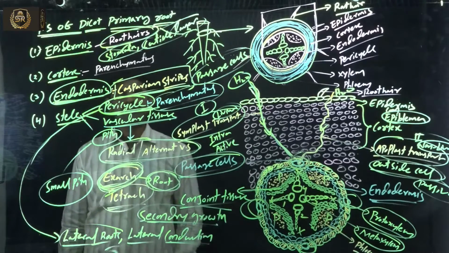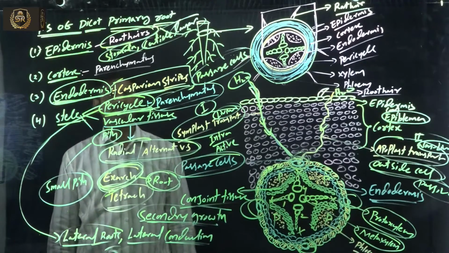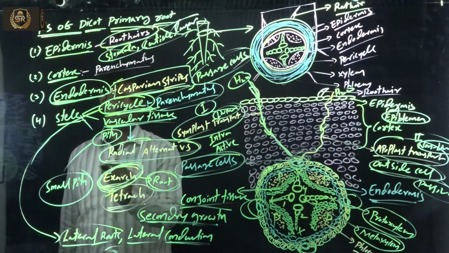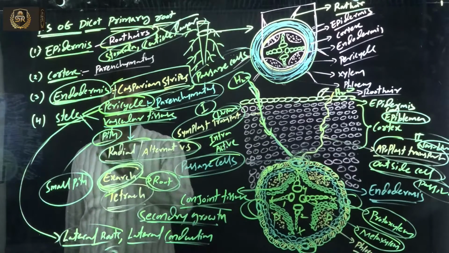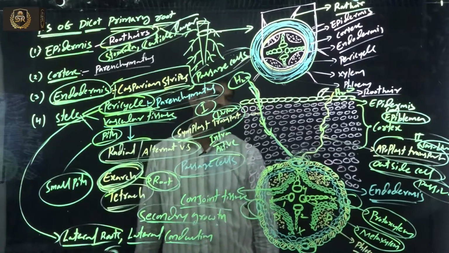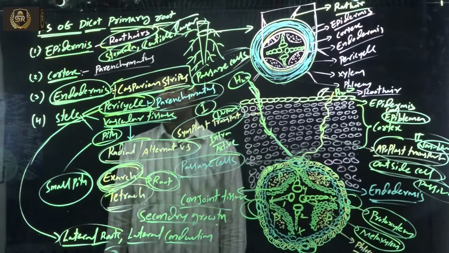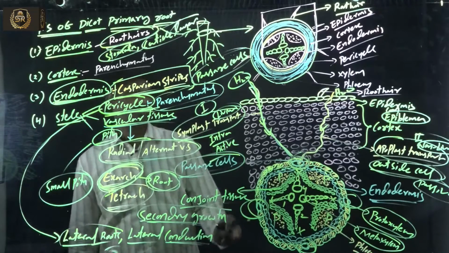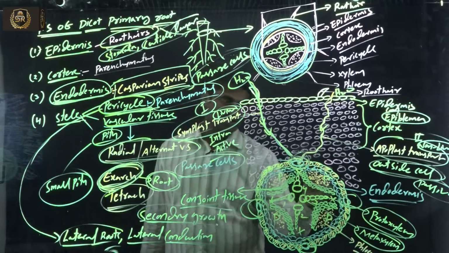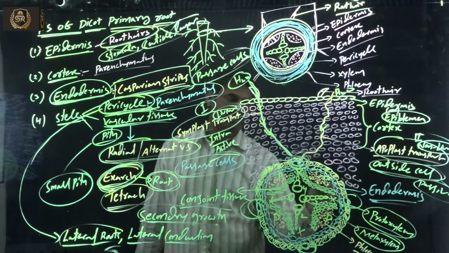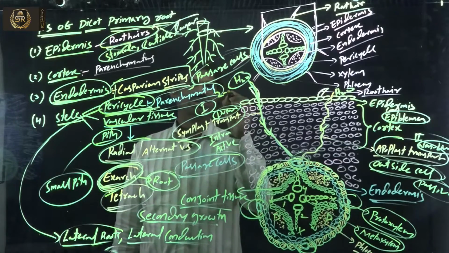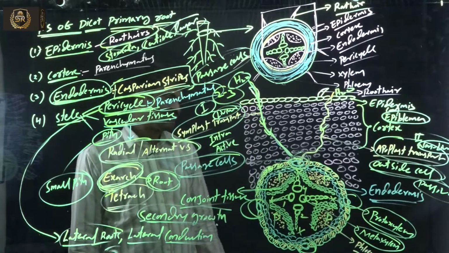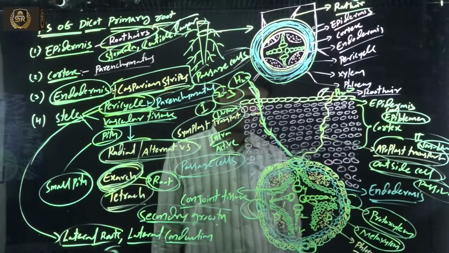Next one, the stele. It is divided into parts: pericycle, vascular tissue, and pith. The first part of the stele is called the pericycle. Pericycle is the outermost part of the stele. It is made up of parenchymatous cells, in two to three rows.